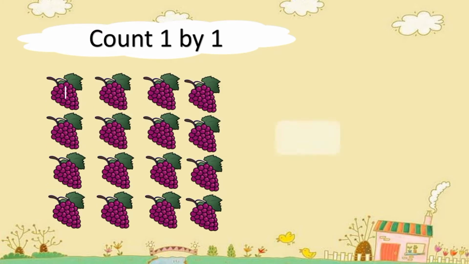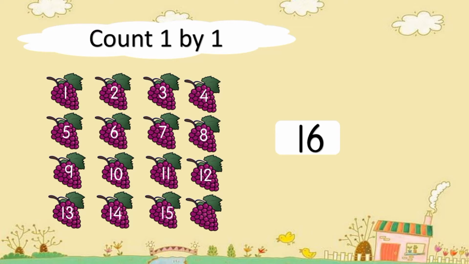Grapes. 1, 2. Where's number 2? Yes, number 2, 3, 4, 5, 6, 7, 8, 9, 10, 11, 12, 13, 14, 15, 16. We have 16 grapes.